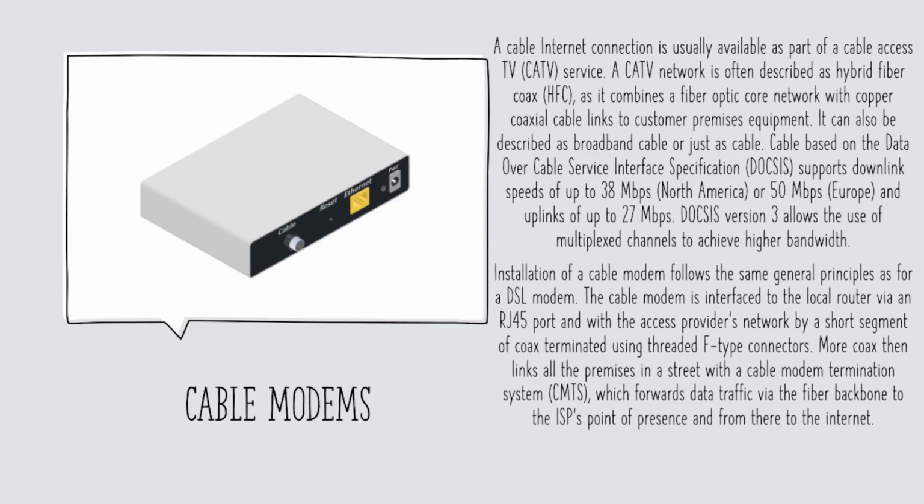Installation of a cable modem follows the same general principles as for a DSL modem. The cable modem is interfaced to the local router via an RJ45 port and with the access provider's network by a short segment of coax terminated using threaded F-type connectors. More coax then links all the premises in a street with a cable modem termination system, CMTS, which forwards data traffic via the fiber backbone to the ISP's point of presence, and from there to the internet.